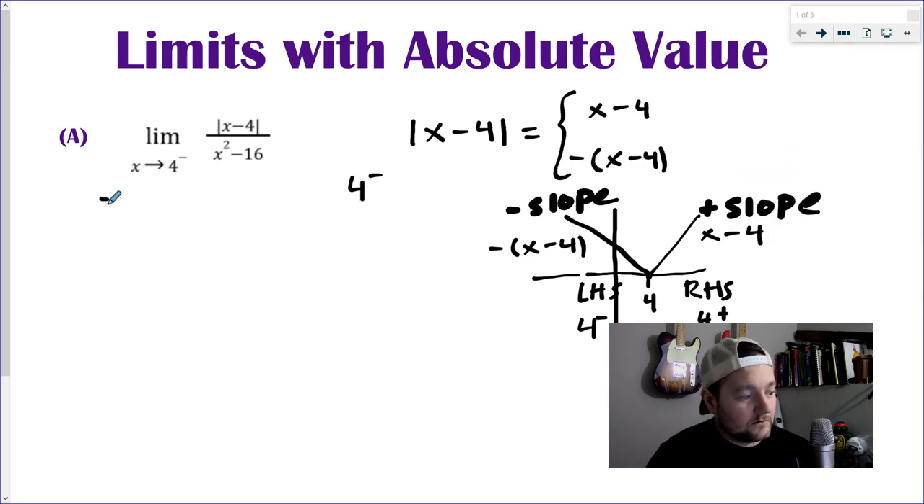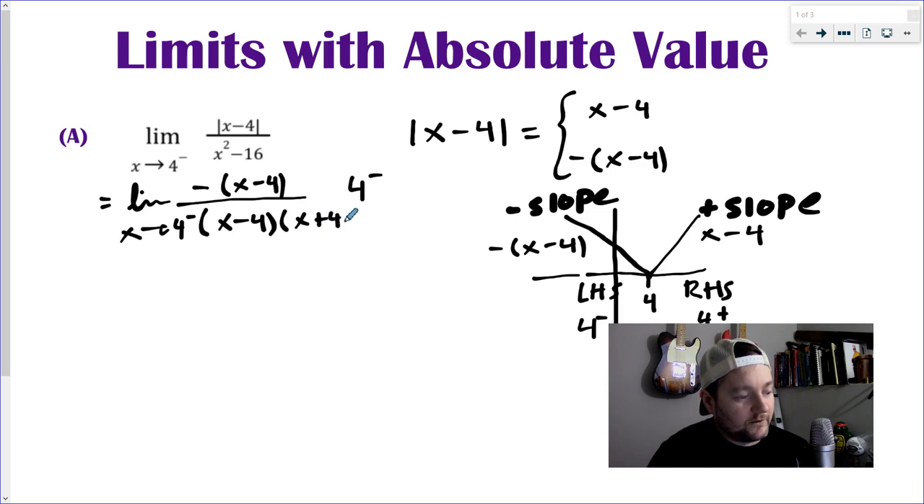All right, so let's do the limit. We decided that the left-hand side is this particular side with the negative slope. So all I do is put negative x minus 4 here, and at the same time I'm going to factor the bottom. So I'm going to go x minus 4, x plus 4. Again, the reason I couldn't just sub this 4 in is because it's indeterminate form. If I sub this in right away, I would get 0 over 0, which means I have to do something else, like factor.